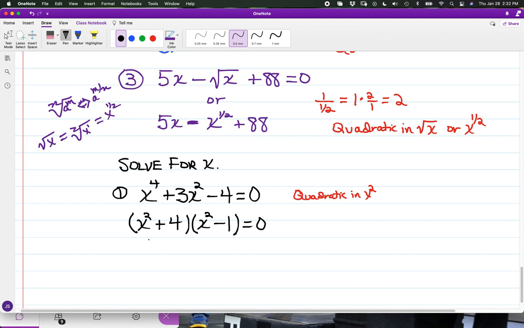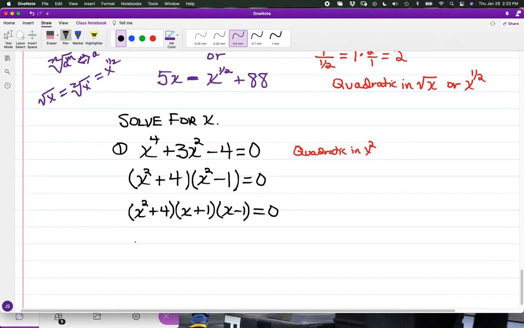Now we can start factoring. Now x squared plus 4: a sum of squares cannot be factored. With x squared minus 1, it's your option whether to factor it or not. But x squared minus 1 is a difference of perfect squares, so that one can be factored to x plus 1 and x minus 1.